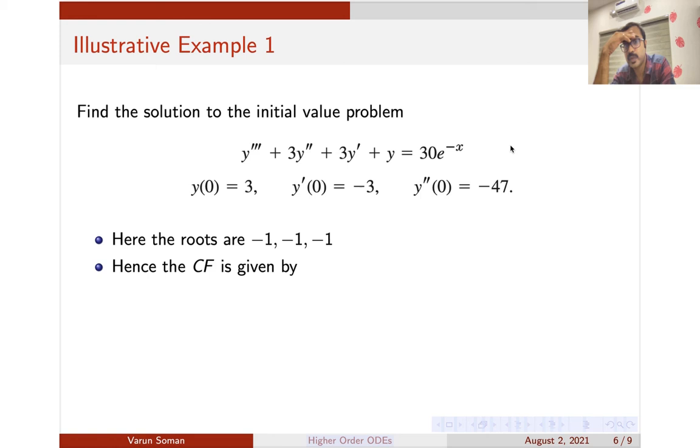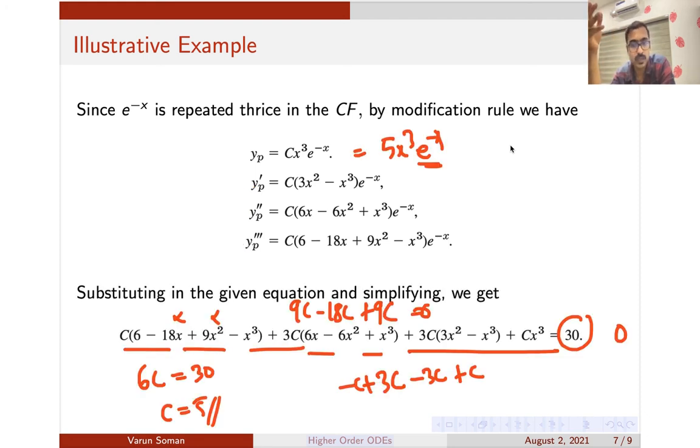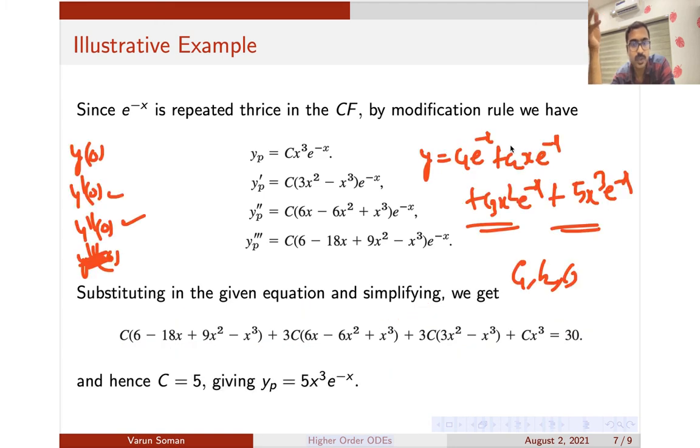From the modification rule of the undetermined coefficients, we can write down the value of the particular integral. In this case, it will be simply x cube into e raised to minus x, because already you have taken up e raised to minus x, x e raised to minus x, and also x square e raised to minus x. So you assume a solution of the form c into x cube into e raised to minus x. From that assumption, you write the value of yp. From that you can take yp dash, yp double dash, yp triple dash, and then you can substitute back into the equation to find the value of c, which was 5. From that you will get the final solution, which is simply 5x cube into e raised to minus x. So I hope it is clear.